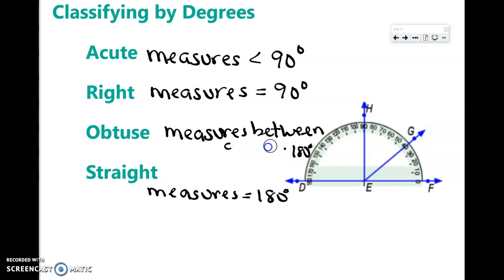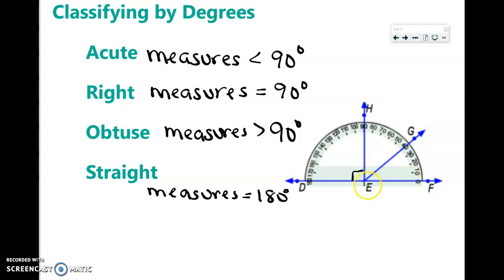Let me change this one thing here, because in your next class, you're going to be dealing with angles that are bigger than 180. So let's just say this will be measures greater than 90 degrees. Looking here are the degrees. A straight line is 180 degrees. That's a straight angle. 90 degrees makes a right angle there.